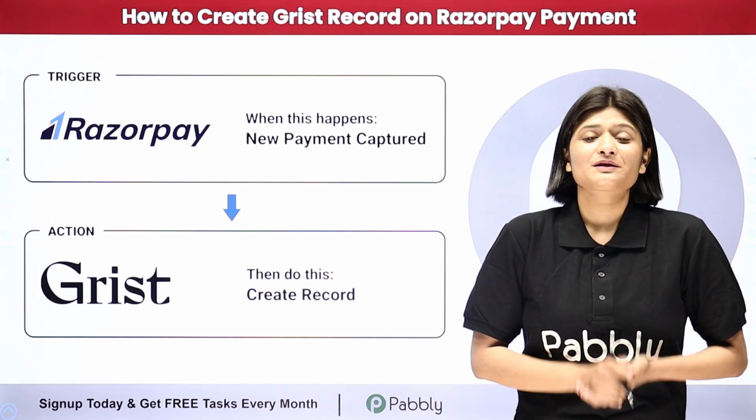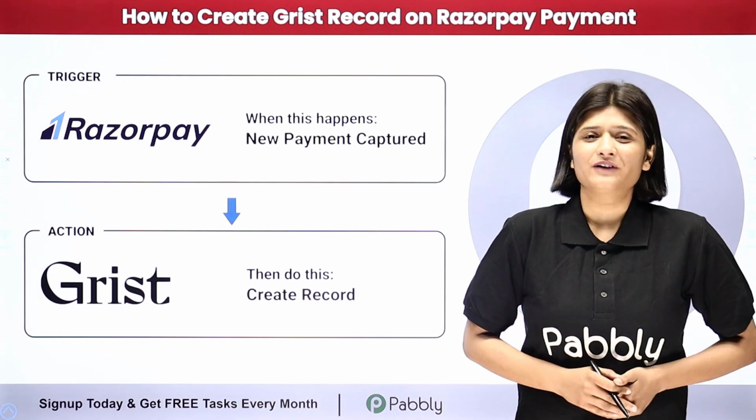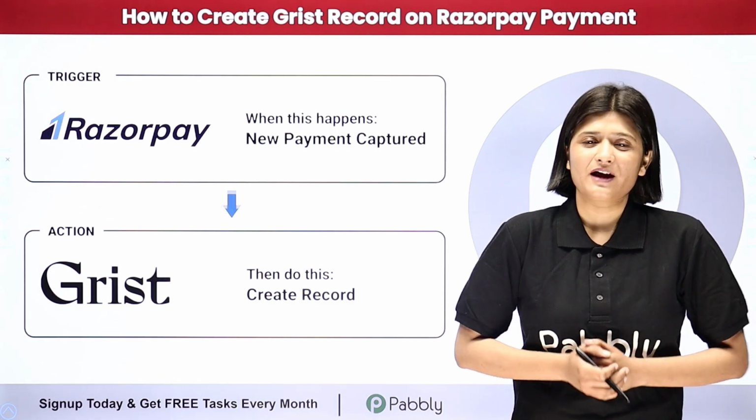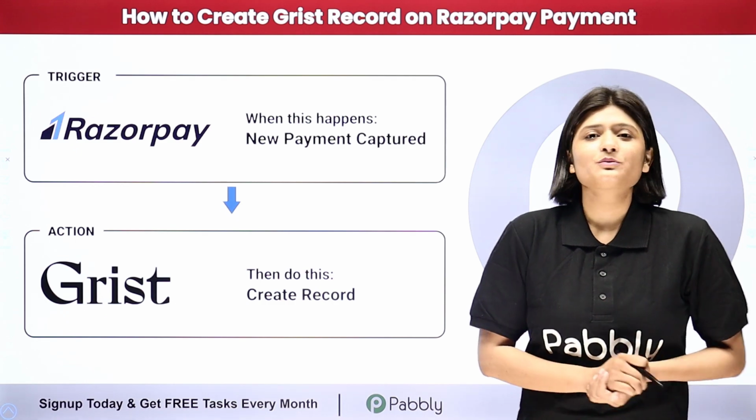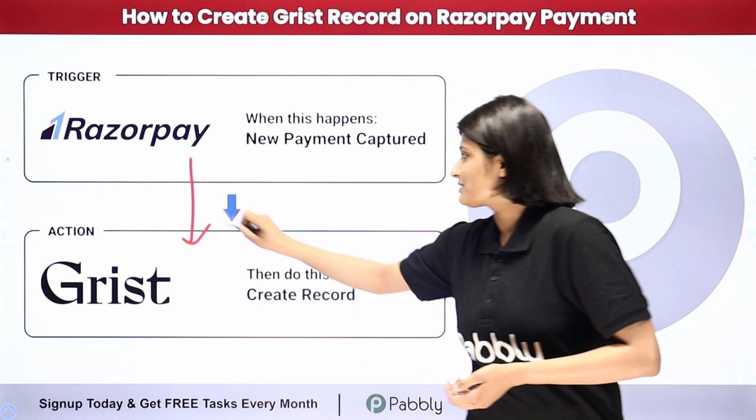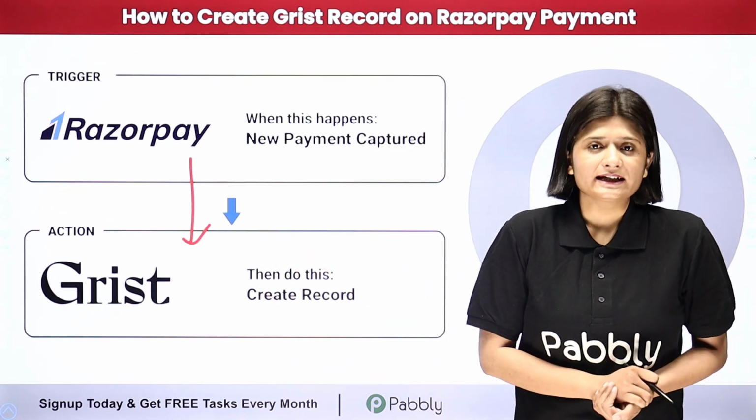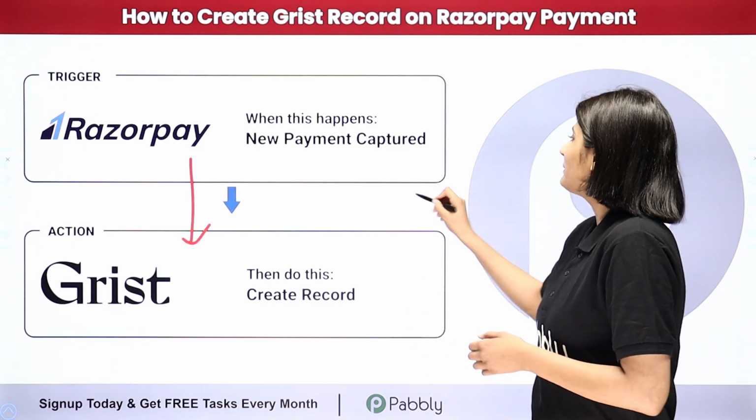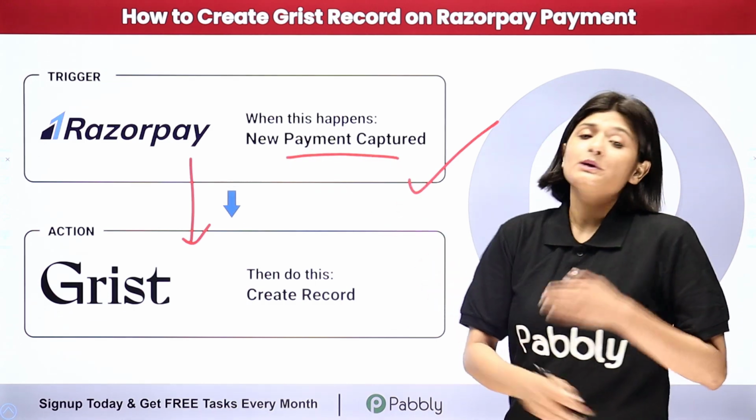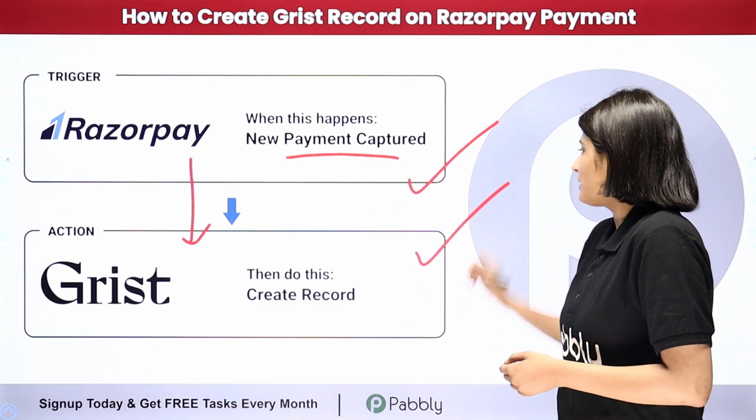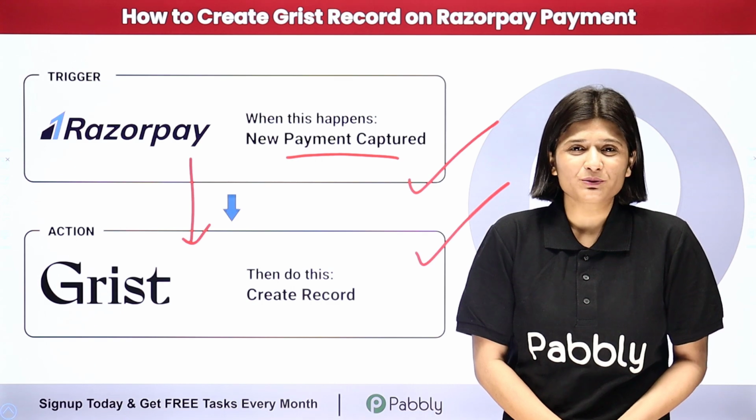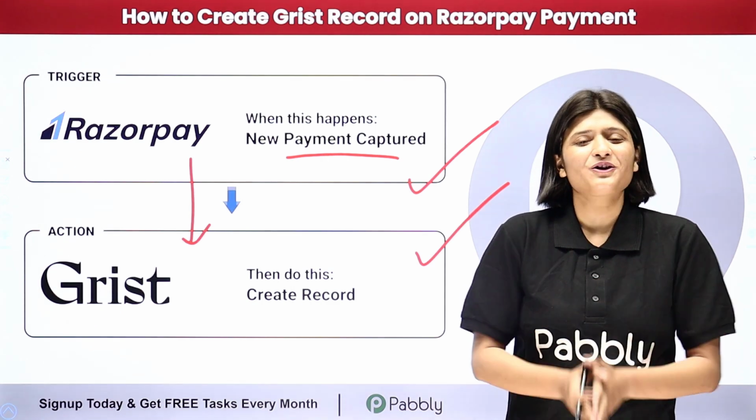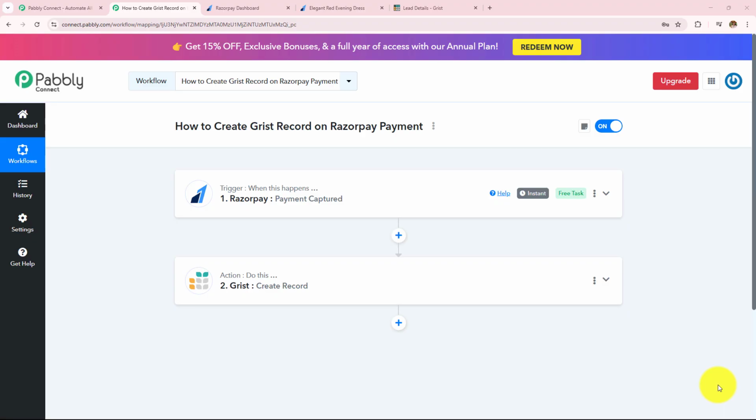So Pabbly Connect is an amazing automation and integration software which requires no coding or programming skills. Here I just need to build connection between Razorpay and Grist. With the help of Pabbly Connect, I am going to build this connection in such a way that whenever I capture a new payment in my Razorpay, the record will be automatically created in my Grist account. Now if you want to learn this amazing automation step by step, then let me take you all to my screen. In this video, we are going to see how to create Grist record on Razorpay payment.